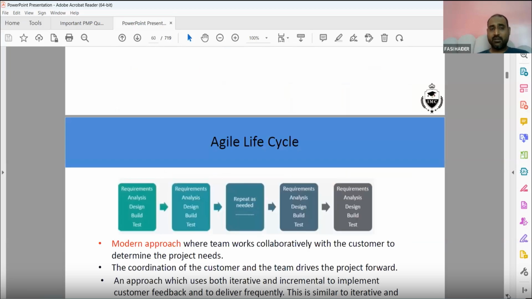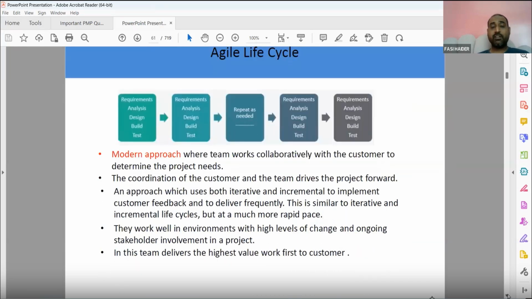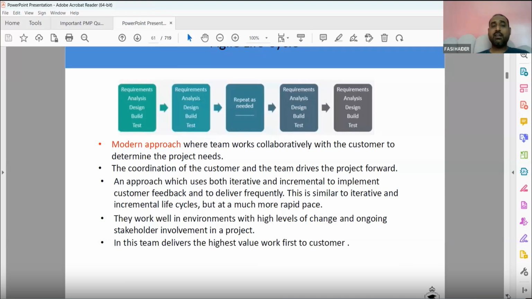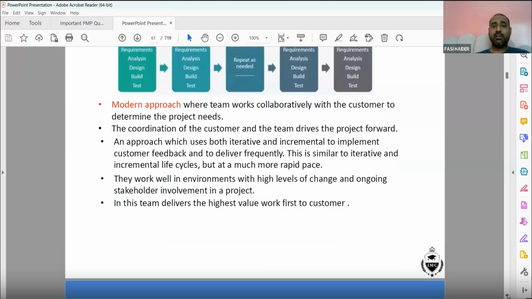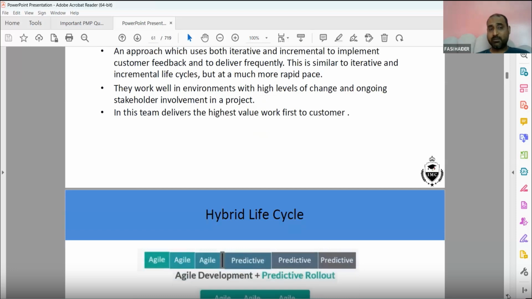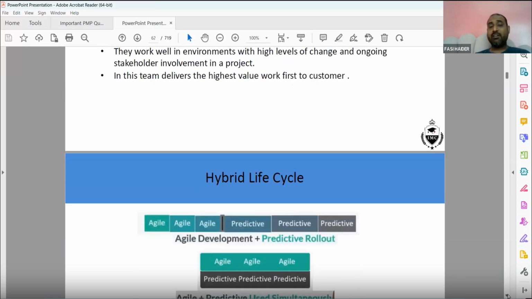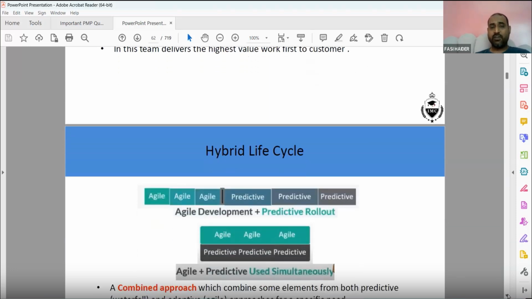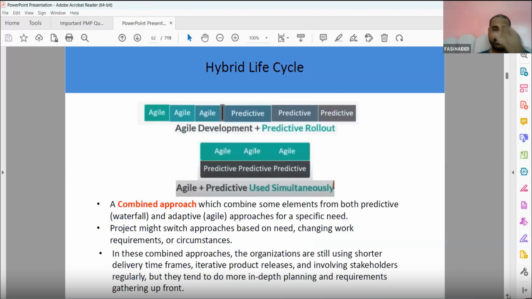Agile life cycle: a modern approach where the team works collaboratively with the customer to determine the project need. The coordination of the customer and the team drives the project forward. It is an approach which uses both iterative and incremental to implement customer feedback. The team delivers the highest value work to the customer first. Agile development plus predictive rollout.